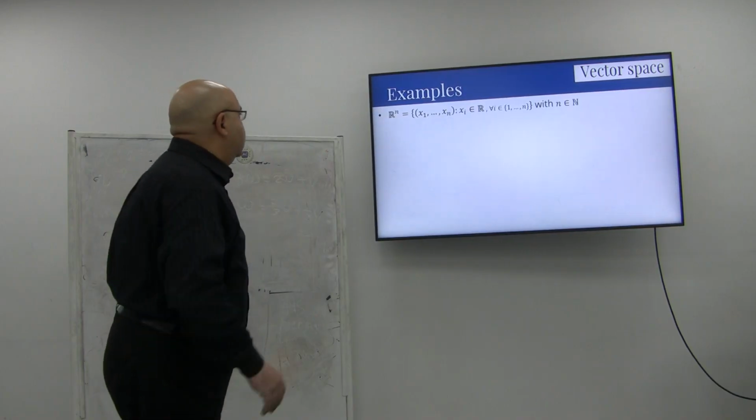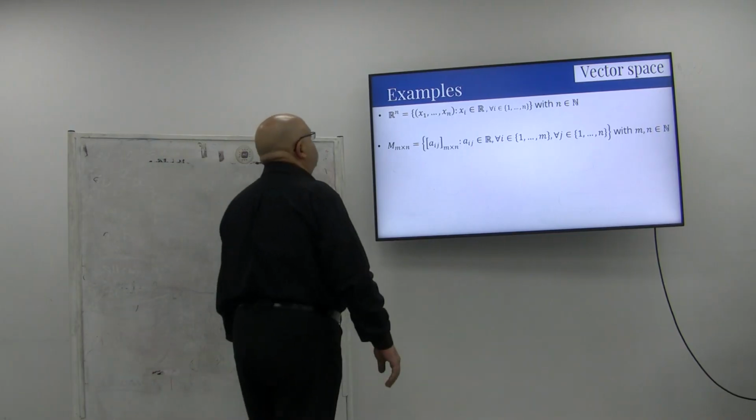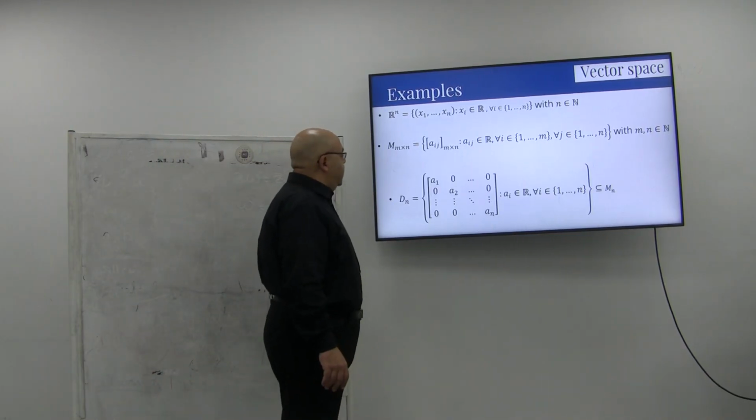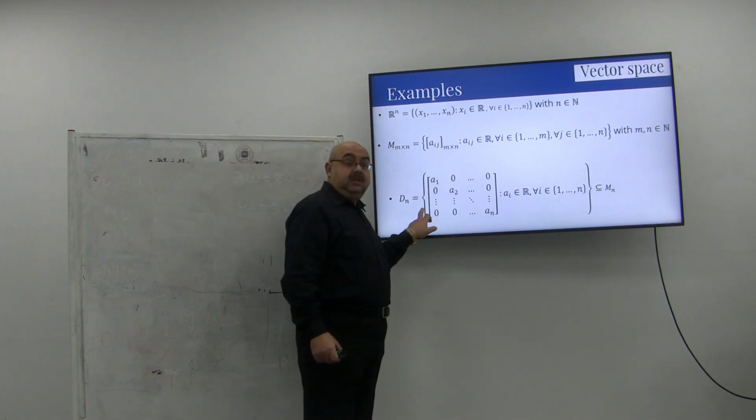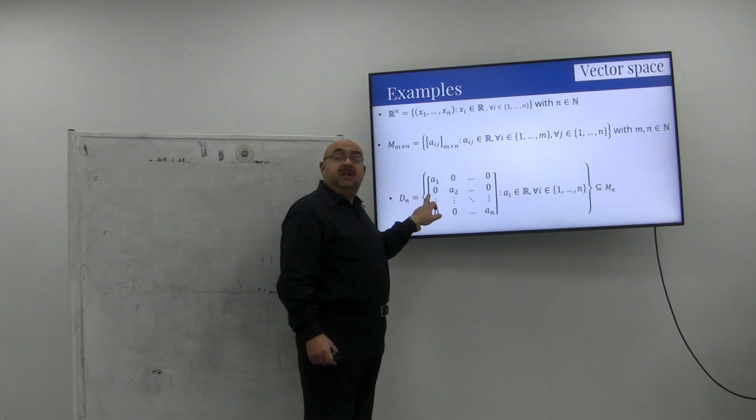This is, of course, for Rn, and also for the set of matrices m by n. Okay, does the set of square diagonal matrices represent a vector space?